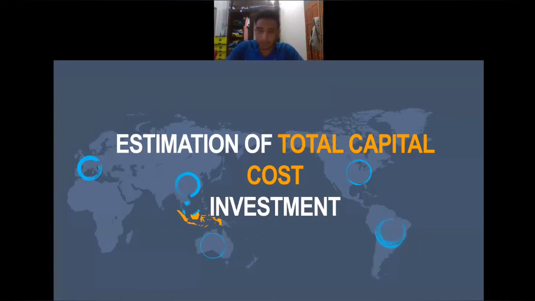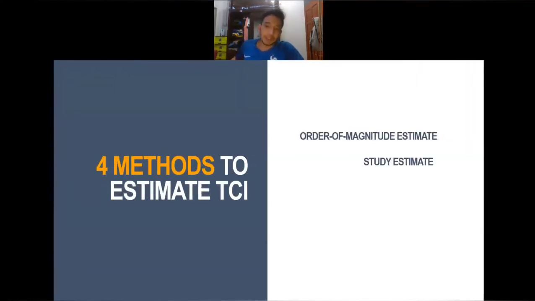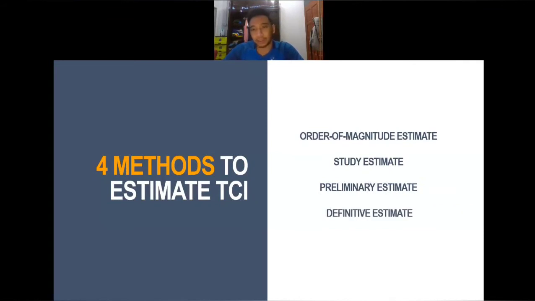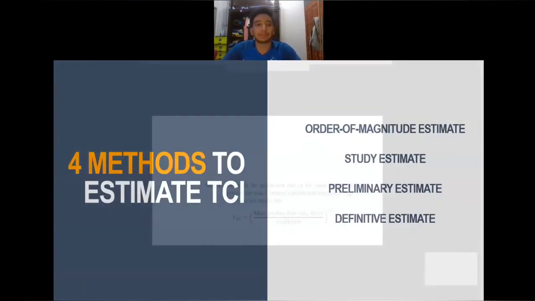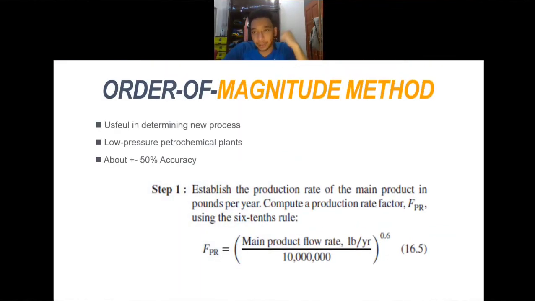There are four methods to estimate the TCI, the total capital investment. The first is the order of magnitude estimate, then study estimate, preliminary estimate, and definitive estimate. In the order of magnitude method, it is useful in determining new processes. Also, it is used for low pressure petrochemical plants, and the accuracy is about plus or minus 50%.